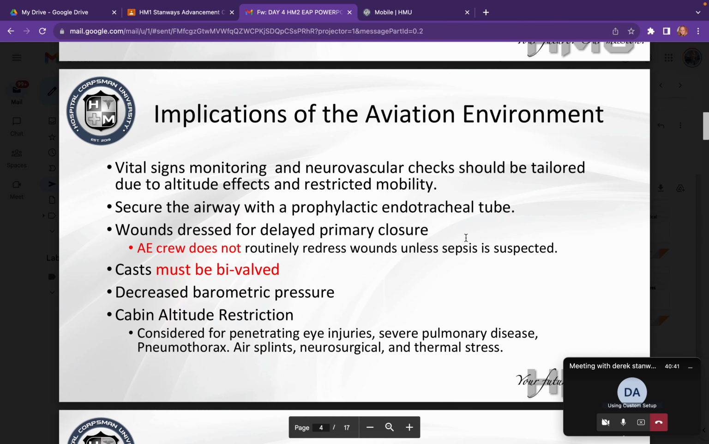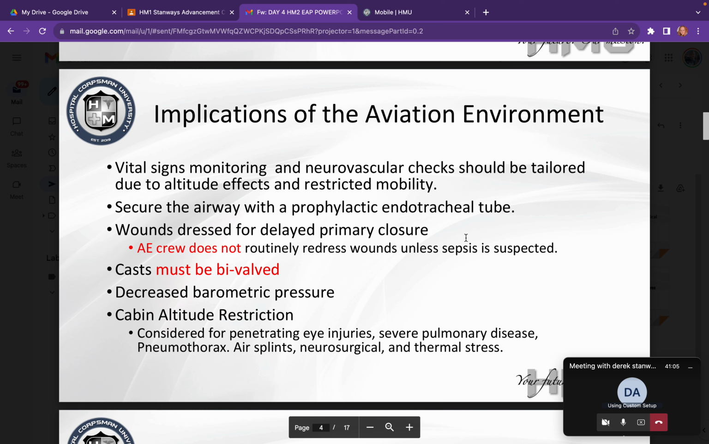All right, so implications of the aviation environment. Vital signs monitoring and neurovascular checks should be tailored due to altitude effects and restricted mobility. Secure the airway with a prophylactic endotracheal tube, and wounds dressed for delayed primary closure. So the AE crew does not repack any of your bandages. They're going to leave them in place unless sepsis is suspected.